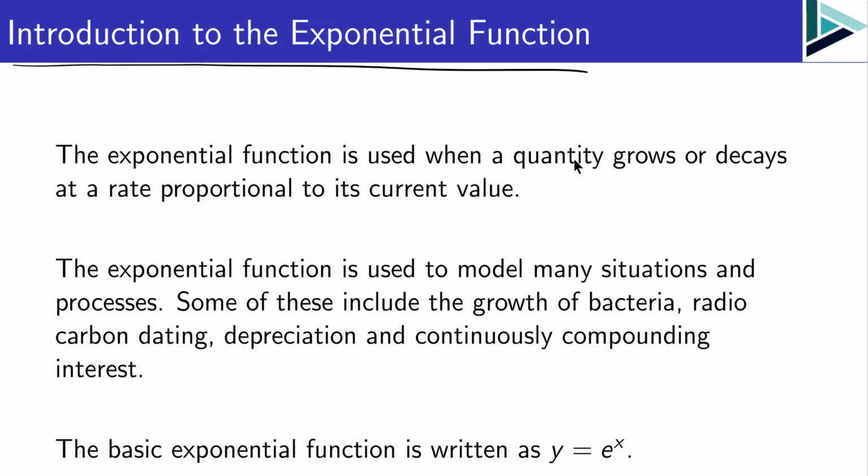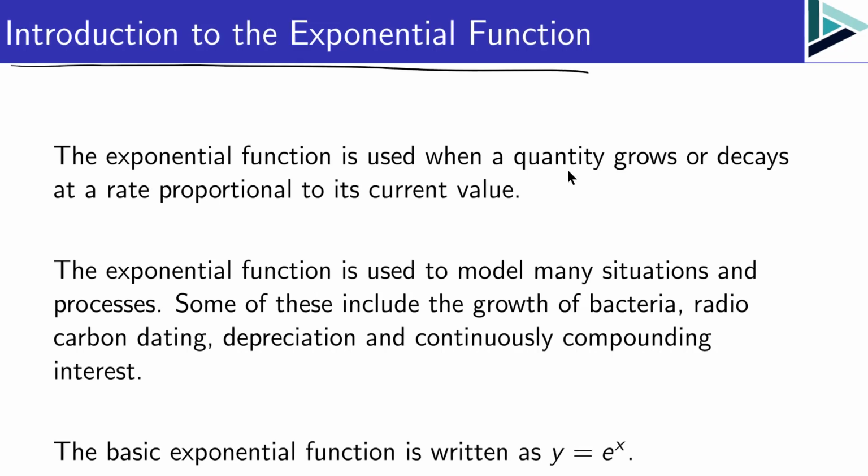A simple example is to think of population. If you have a population of 1 million versus a population of 100 million, the population of 100 million will be growing faster than the population of 1 million, because there are more people around to reproduce, therefore that population is going to grow faster. So it's a natural idea. The exponential function is used when a quantity grows or decays at a rate proportional to its current value. We can use this function for many situations, including growth of bacteria or any population, radiocarbon dating, i.e.